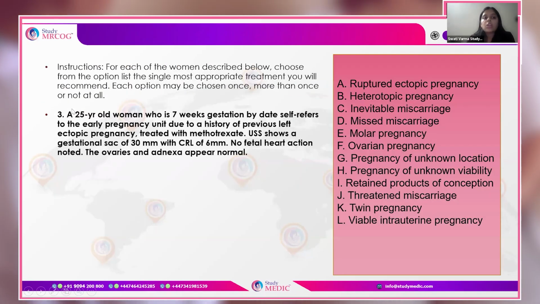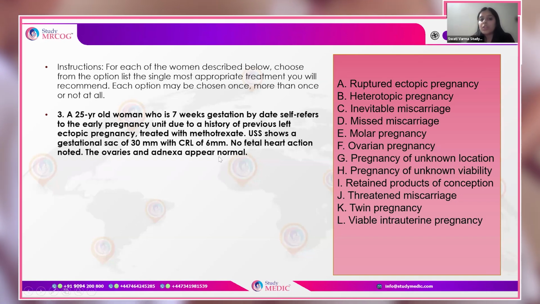Coming to the third question, a 25-year-old who is 7 weeks by dates self-refers to EPU due to a history of previous left ectopic treated with methotrexate. Now the ultrasound shows a gestational sac of 30 mm with a CRL of 6 mm, intrauterine. No fetal heart action is noted. The ovaries and adnexa are normal. So now at a CRL of 6 mm, the fetal pole is there, but no heartbeat is there. Since it is less than 7 mm, we can't be sure.